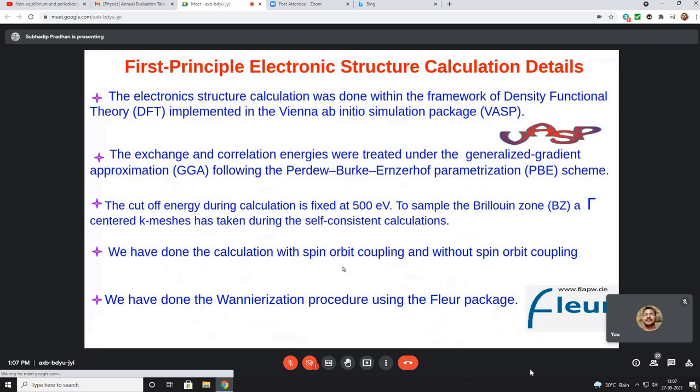To see this, we first performed first principle electronic structure calculations. The calculations were done within the framework of density functional theory implemented in the Vienna ab initio simulation package, and the exchange and correlation energy were treated under the GGA approximation, that is, the generalized gradient approximation, following the PBE parameterization scheme. The cutoff energy during calculation is fixed at 500 electron volts, and to sample the Brillouin zone, a gamma-centered k-mesh was taken during the self-consistent calculation. We have done the calculation with spin-orbit coupling and without spin-orbit coupling. We have done the Wannierization procedure using the Wannier90 package, but now I am not going to show those results. I will only show the band calculation results here.